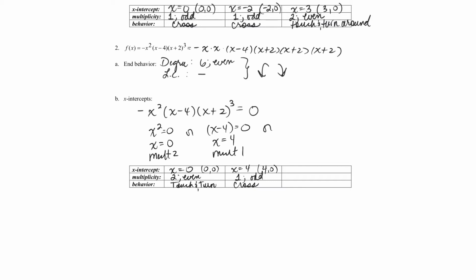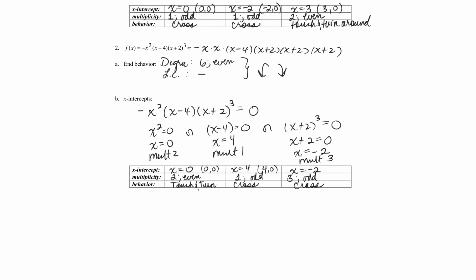And then finally, if (x plus 2) cubed equals 0, well, I only need to solve x plus 2 equals 0 one time to get x equals -2, and note that I would have done it 3 times, right? So the multiplicity is 3 on that one. So x equals -2, multiplicity is 3, which is odd, and it's going to cross the x-axis at that point as well.